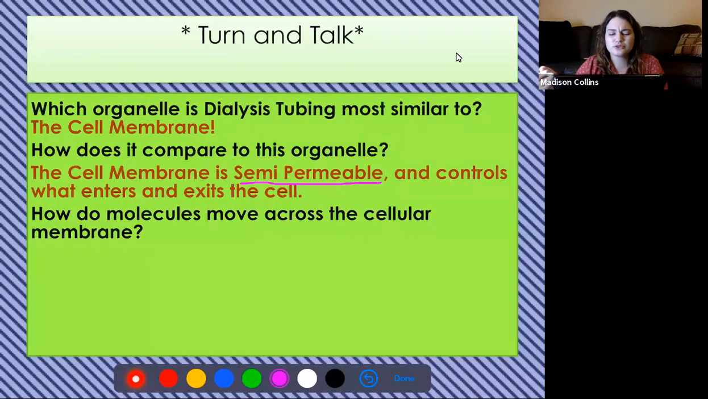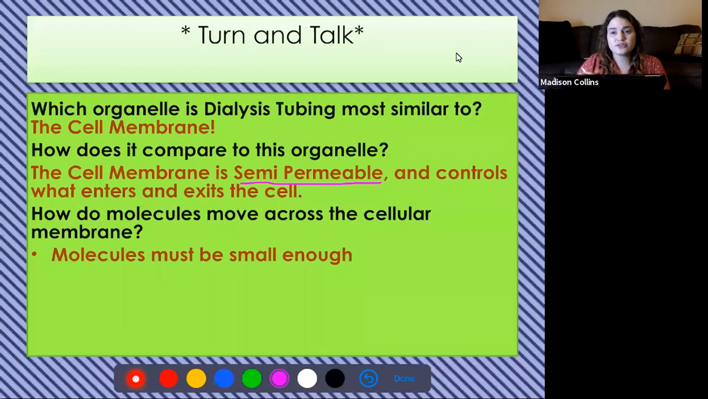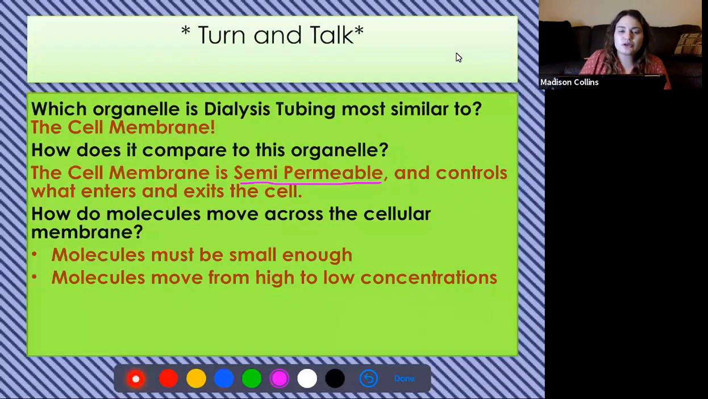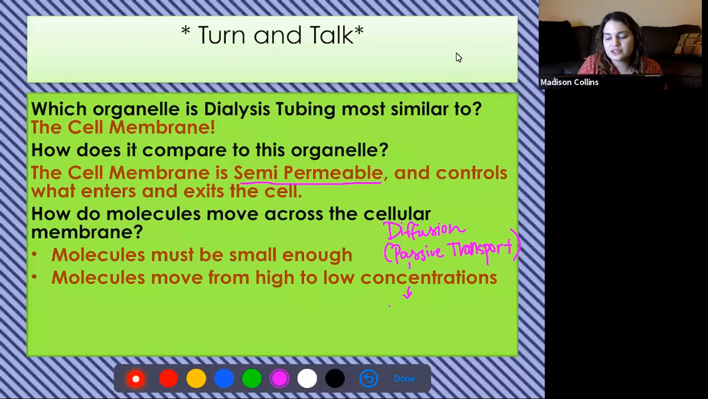So how do molecules move across the cell membrane? Well, this week we've been talking about something called diffusion, right? Or passive transport. And in order for that process to happen, the molecules first have to be small enough to fit through that cell membrane. And we know that molecules are going to be moving from high to low concentration. So again, I'm going to write down that this is through diffusion, which is a type of passive transport. All right, so because it is passive, that means that no energy is required for this.